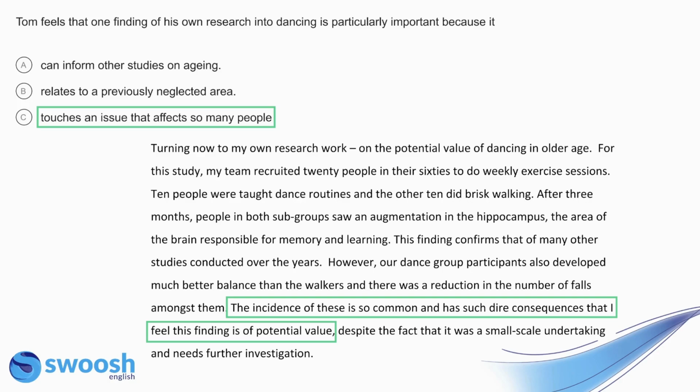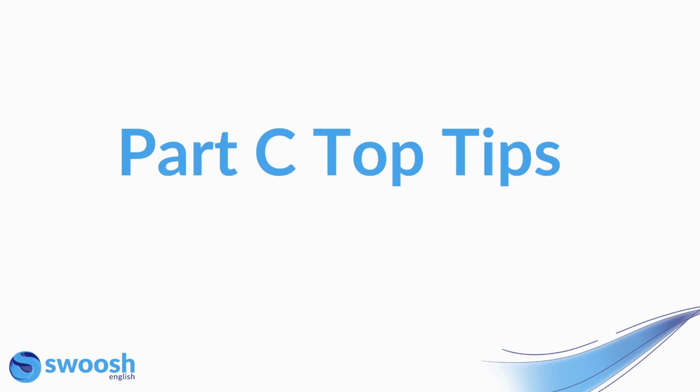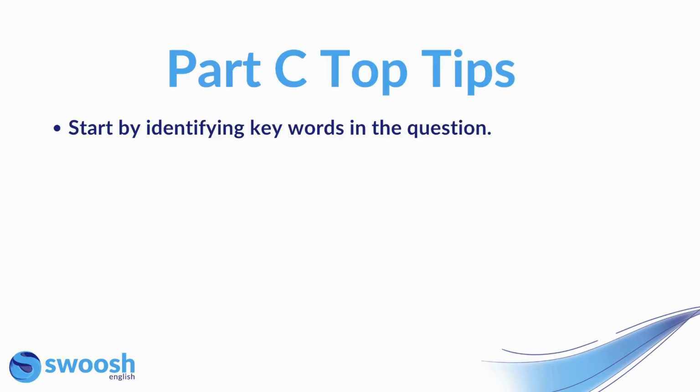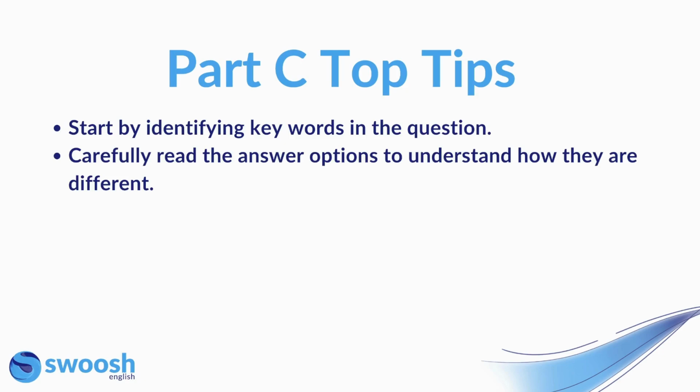So hopefully those examples have given you a good idea of distractors and how they might be used in the OET listening test. Let's now go over a few top tips for Part C. Firstly, as we did when we were practicing, you should start by identifying keywords in the question, as this is going to give you an idea of exactly what the question is asking for and what information you need to listen out for. You should carefully read the answer options to understand how they are different. So again, like we did, look at the keywords and make sure you really understand how they're different. And you can also even think about how you might hear these in a distractor form in the audio.